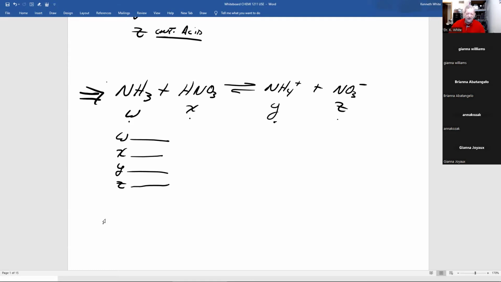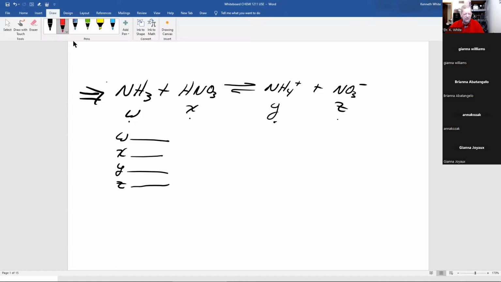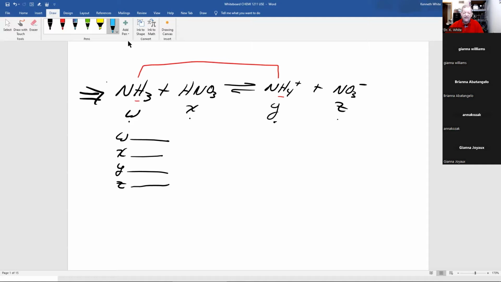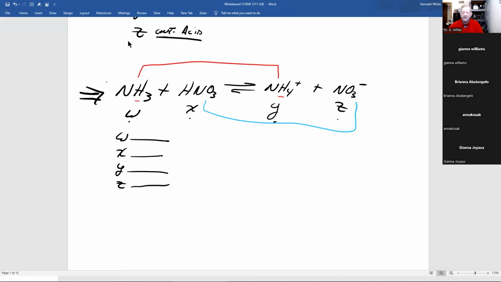All right, my turn. The first thing you should do is determine which molecules are conjugates on the right and left. And the conjugates differ by only a hydrogen. Well, they both have nitrogen, but notice this has hydrogens, this has hydrogens, Z has none. So this is the conjugate, and they differ by just a proton, H plus. Now, if we look at X, it has oxygens, so does Z, and that differs by H plus.